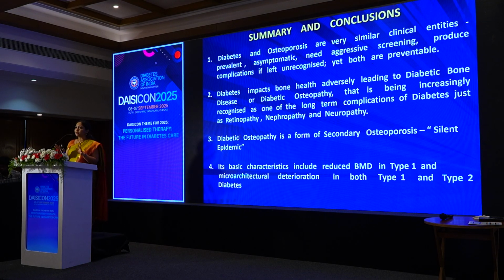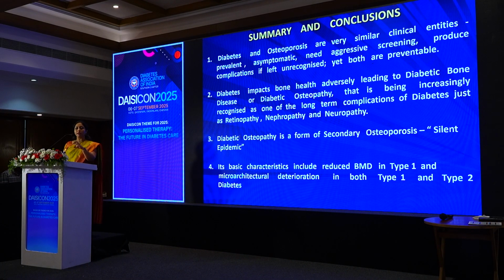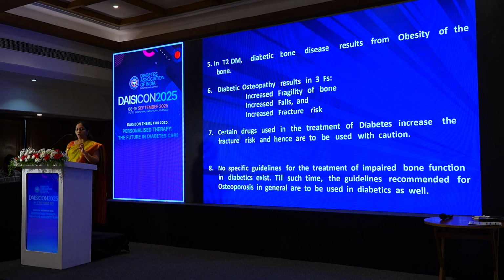So why I'm saying all this is diabetes and osteoporosis are very similar clinical entities in the sense both of them are prevalent, both of them are largely asymptomatic, they need aggressive screening, they produce complications if left untreated, and yet both are preventable. I think that is the most important thing. And diabetes impacts bone, and I think diabetic osteopathy is something that we have to consider similar to the lines of all the other microvascular complications of diabetes, because it is a silent epidemic today. And of course, both type 1 and type 2 can be affected by the so-called bone-related complication.